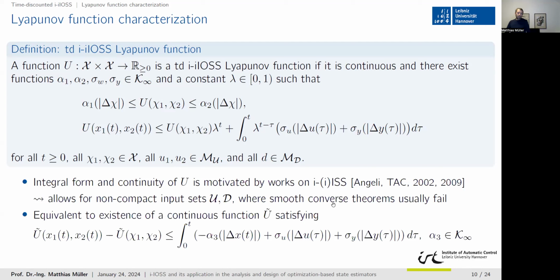And the second remark I want to make is again that having this exponential decrease here is again without loss of generality, as you know from standard Lyapunov and also ISS theorems. So basically this condition is equivalent just to the existence of a continuous function U tilde, which satisfies maybe this more common looking dissipation inequality here for some K function or K-infinity function alpha 3 instead of having here this exponential decrease. So again, in certain coordinates, an exponential decrease of the Lyapunov function is without loss of generality.